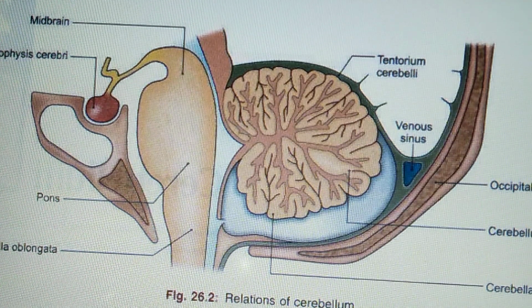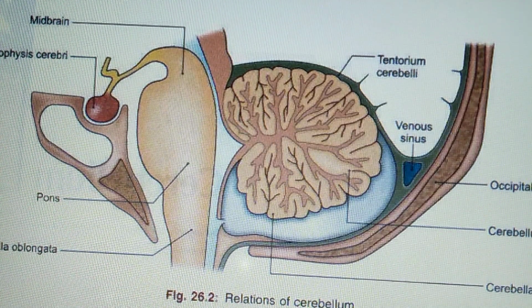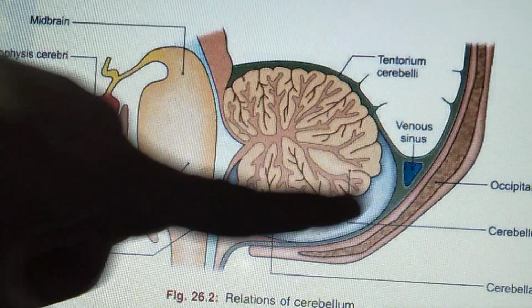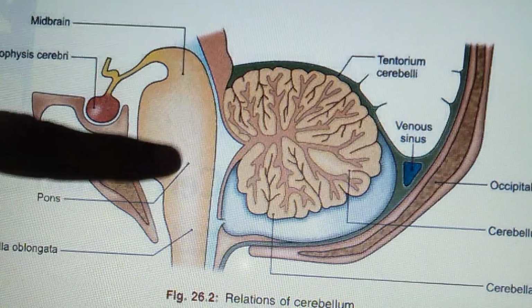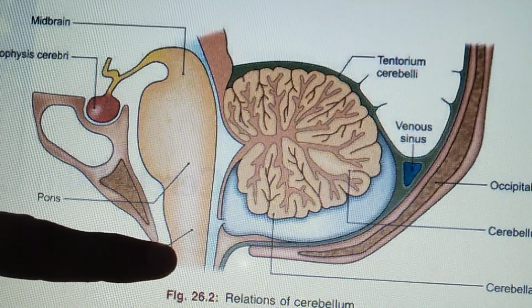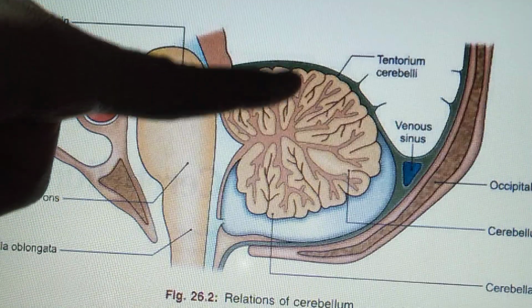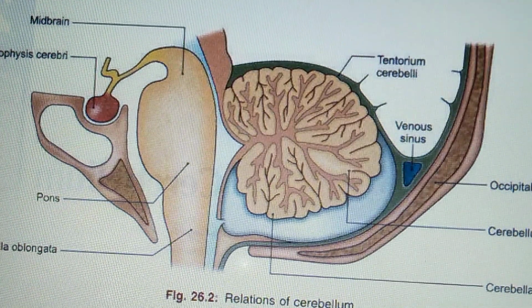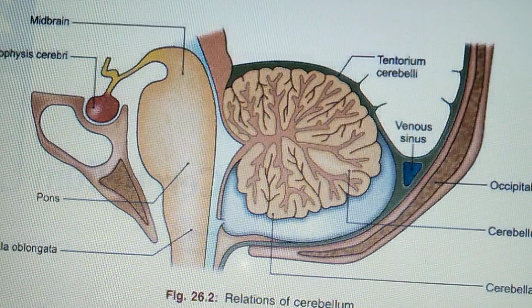Location of the cerebellum: it is the largest part of the hindbrain and is situated in the posterior cranial fossa, behind the pons and the medulla oblongata. It is infratentorial; you can see it is present below the tentorium cerebelli. It is an infratentorial structure that coordinates the voluntary movements of the body.